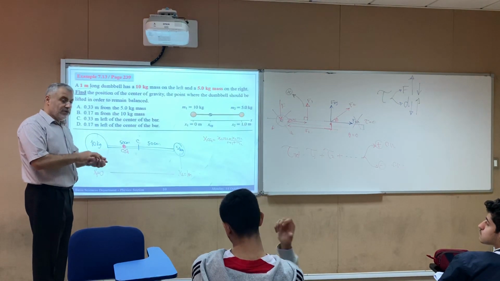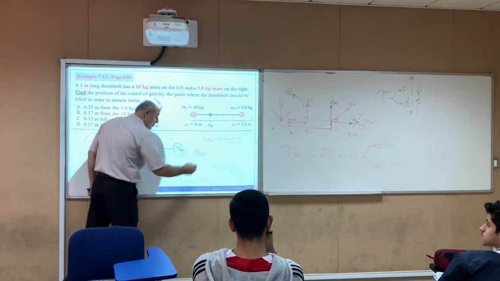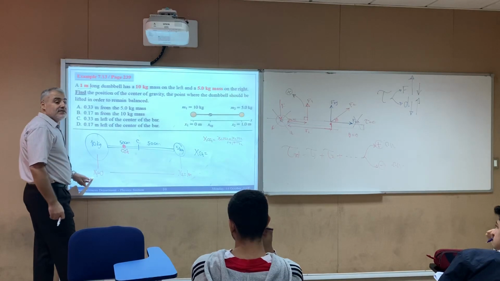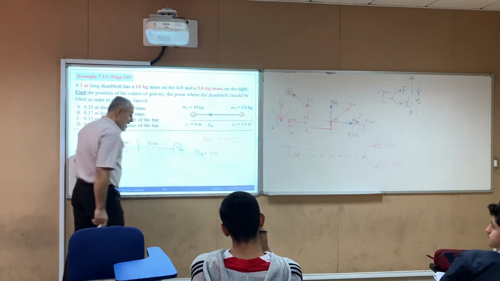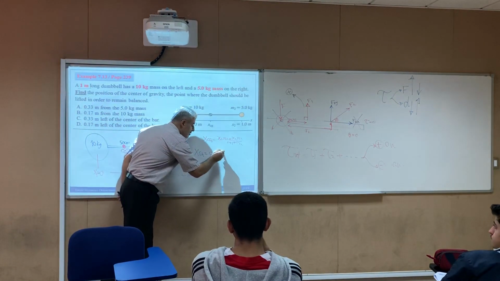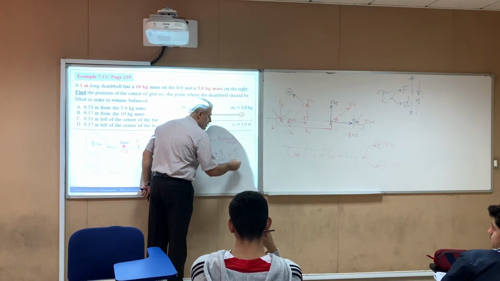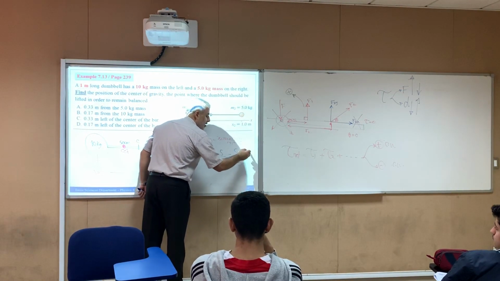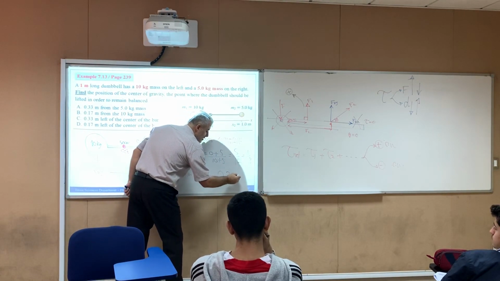So my center of gravity is equal to x1, which is 0, times m1, so it's 0, plus x2, which is 1, times 5, so it's 5, over 10 plus 5, which is 15. It's 5 over 15, which is 1/3. So 1/3 is 0.33 meter.